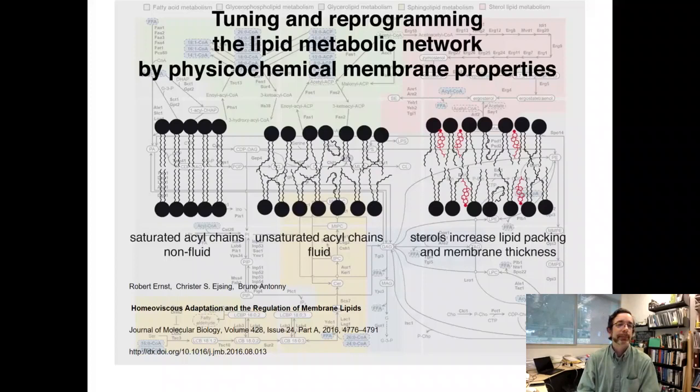Here's just another picture of it that shows saturated chains are going to be non-fluid. They don't really say solid, because that's not really accurate to say. But speaking to me, I can say less fluid, more solid. Okay, you'll let me get away with that, right? Unsaturated chains will be sort of too messed up, but sterols will help be the happy medium to help all of these things fit together and still be liquid.